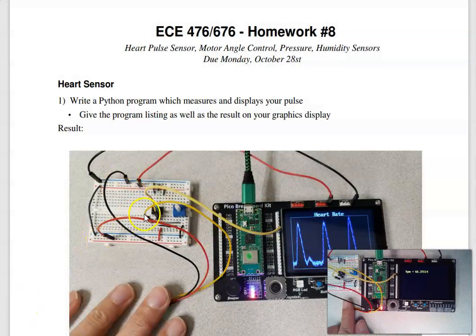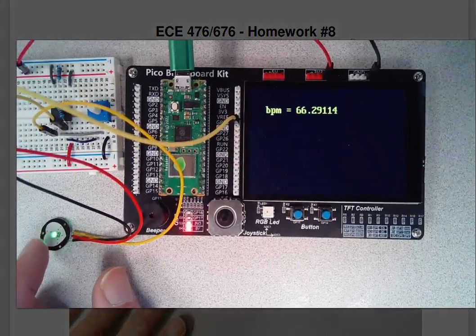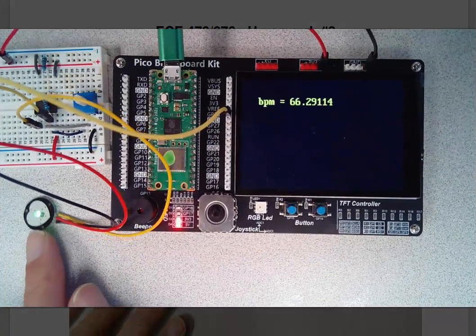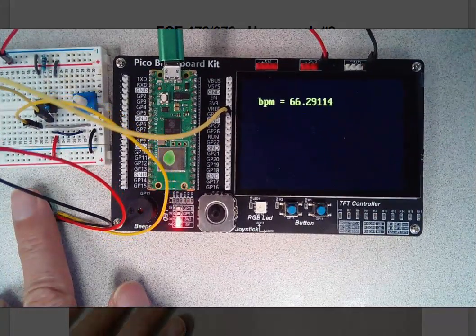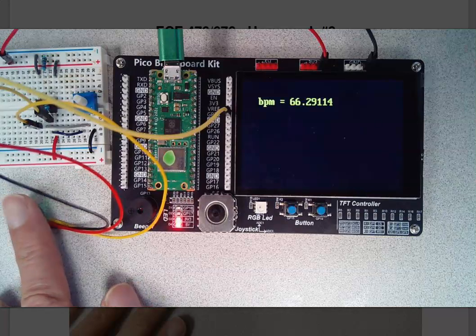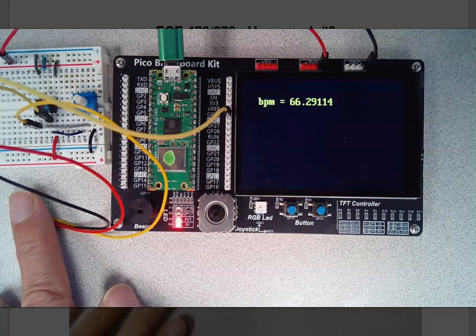So to do that, first I start with a program that just reads your pulse. This is a little heart rate sensor from Amazon. You put your finger over it and it outputs a voltage, a pulse every time your heart beats, amplified a little bit.